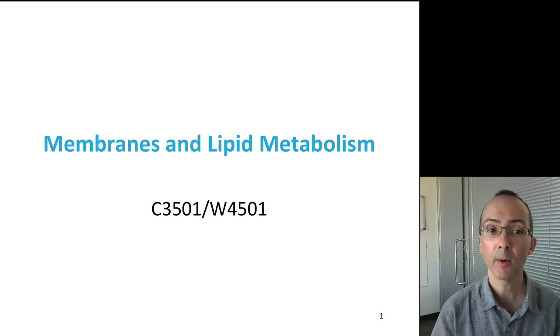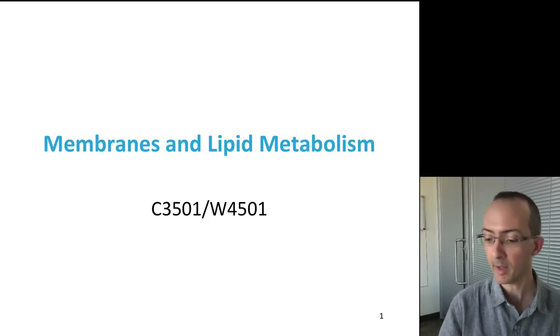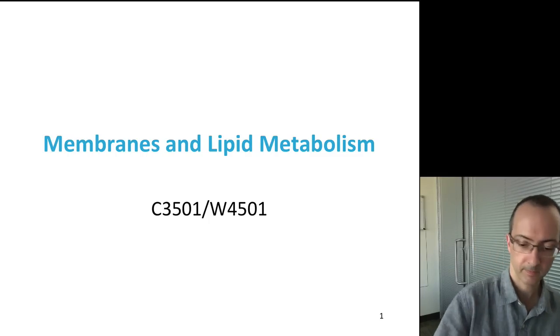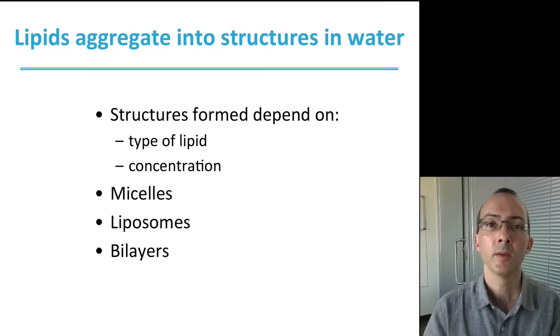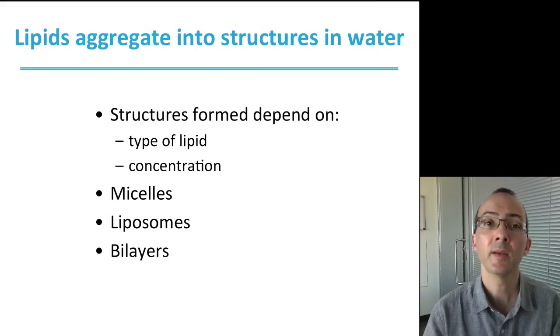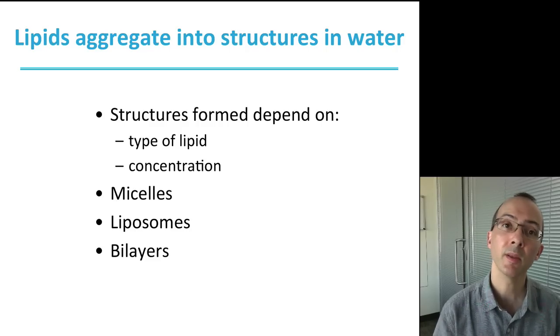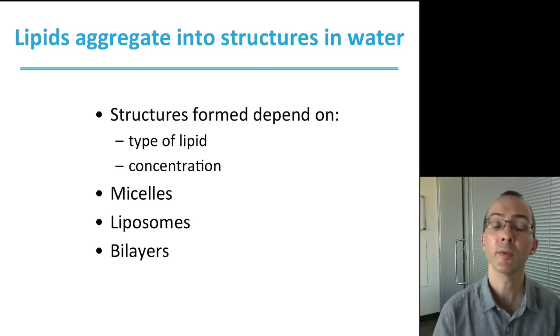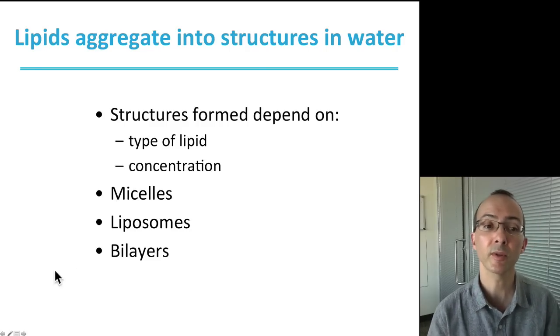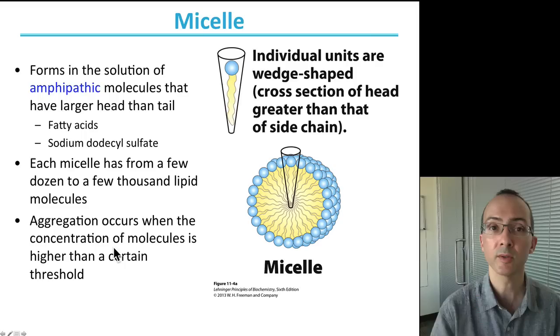Today we're going to talk about membranes and lipid metabolism. So if you put a lipid into an aqueous environment, it tends to aggregate, and the type of structure formed depends upon the kind of lipid and the concentration of the lipid. There are three major types of structures that form: micelles, liposomes, and bilayers. So let's look at each of these.